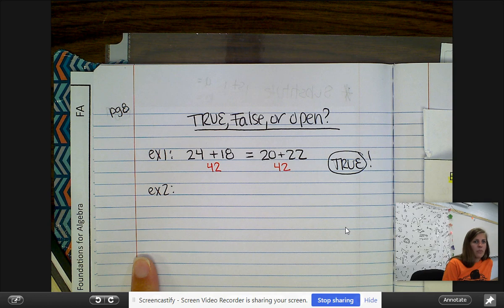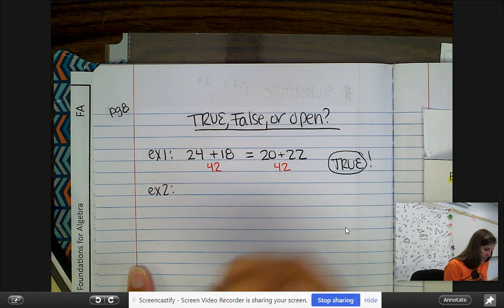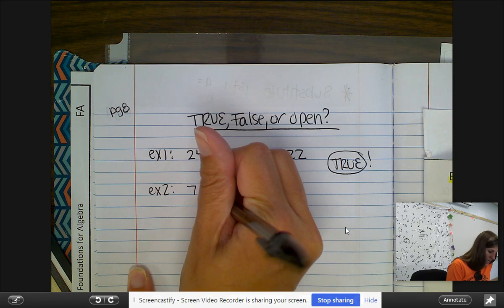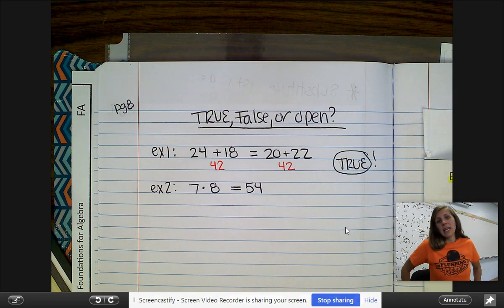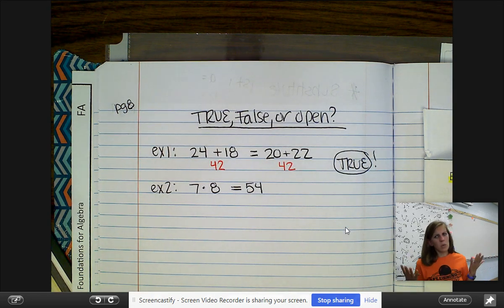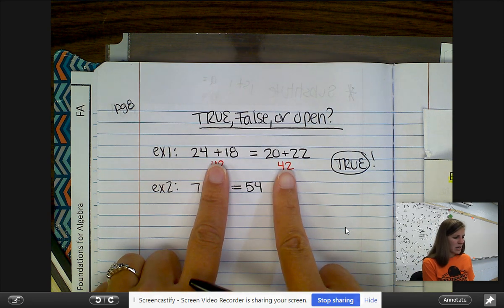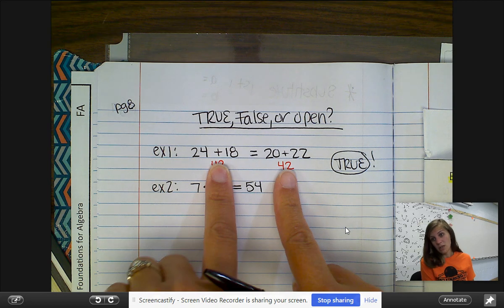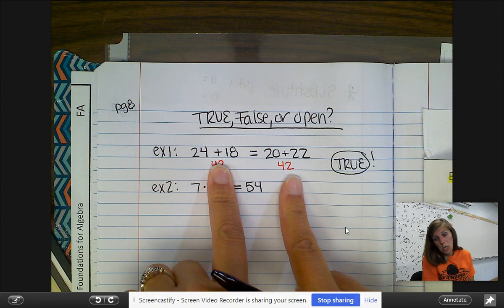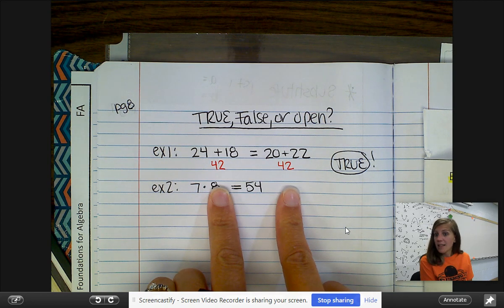Okay. Another example could be something like 7 times 8 equals 54. So I always like to think of these ones as like, if there's no variable, it's more a question. Like on this last one, is 24 plus 18 the same as 20 plus 22? I don't know. I'm going to simplify to find out. And then they were, so true.